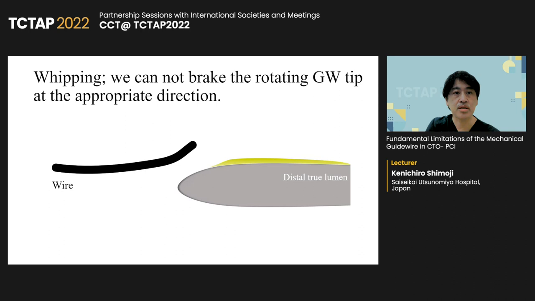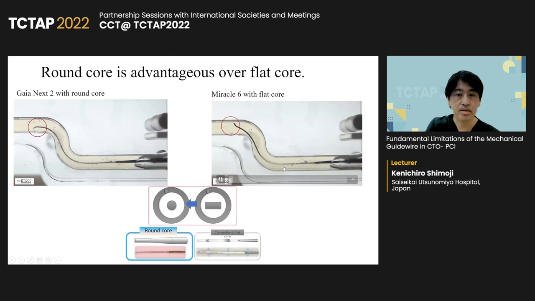Whipping is, as it's shown, that we cannot rotate the wire tip in the appropriate direction. The wire tip is over rotated by whipping. The first reason for whipping is core shape. The left panel is a wire with a round core, and the right panel is Miracle 6 with a flat core. As you can see, flat core is disadvantageous.